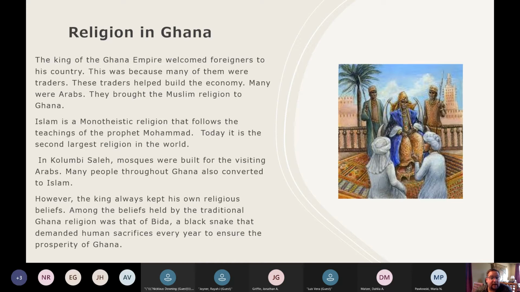In the capital city of Ghana, mosques were built for the visiting Arabs. Many people throughout Ghana also converted to Islam. However, the king always kept his own religious beliefs. Among the beliefs held by the traditional Ghana religion was that of Bida, a black snake that demanded human sacrifices every year to ensure the prosperity of Ghana.